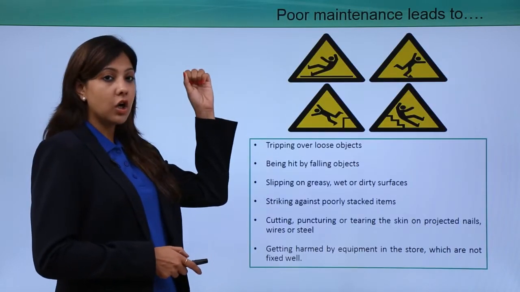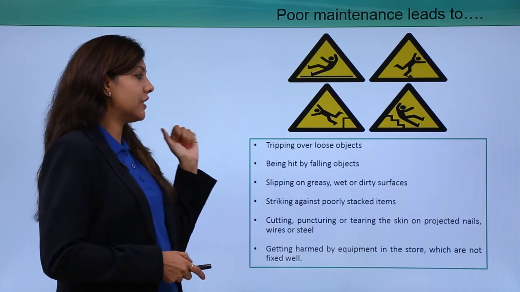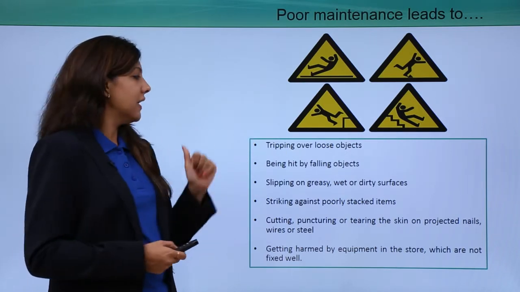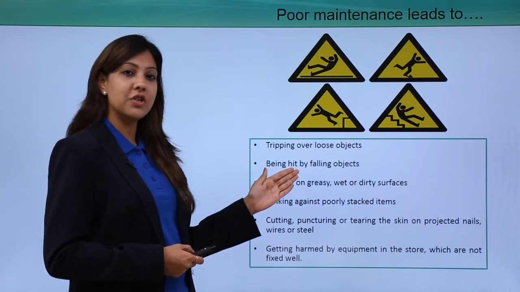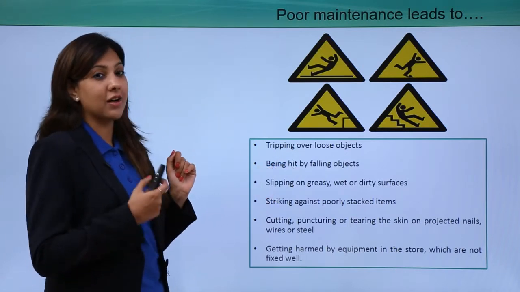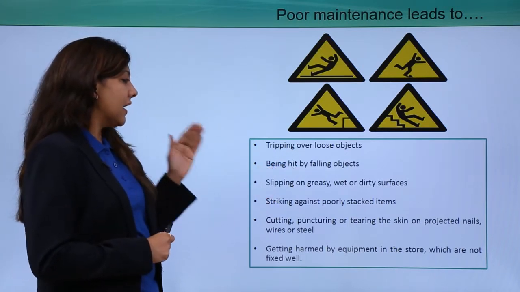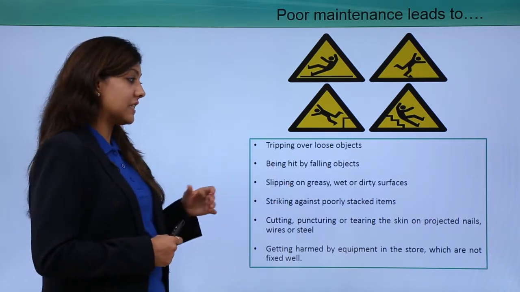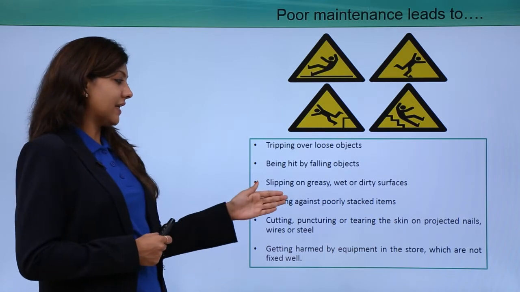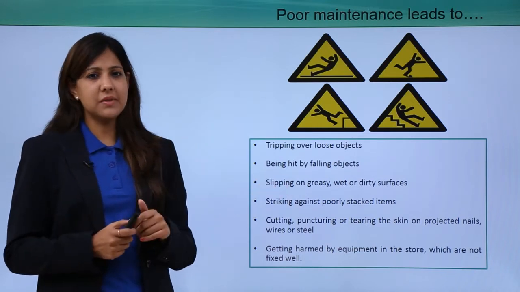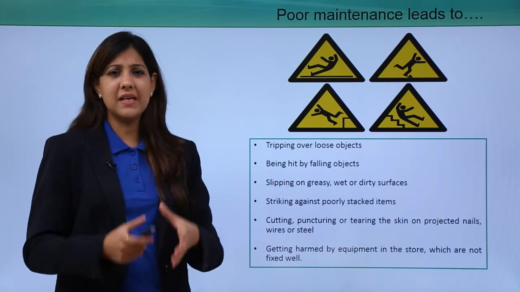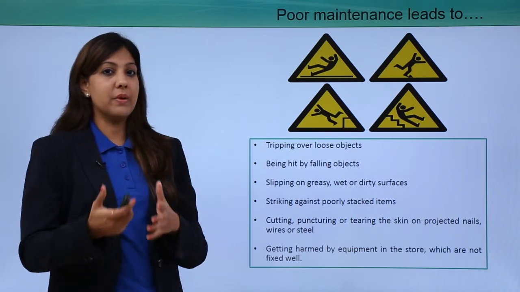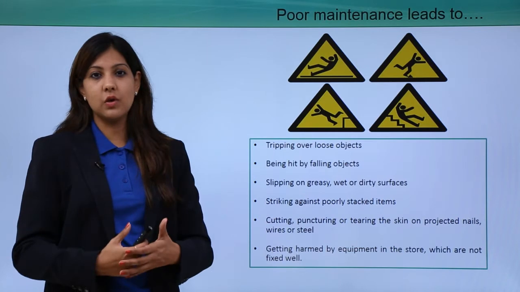Let's talk about rather poor maintenance which leads to tripping over loose objects, which can happen with anybody. Being hit by falling objects could again be a risky factor for customers as well as clients. Slipping on greasy surfaces, wet or dry or rather even dirty surfaces. Striking against poorly stacked items. Now a retail staff might be stacking certain items into the store and it could be poorly stacked because of which it falls onto the ground.